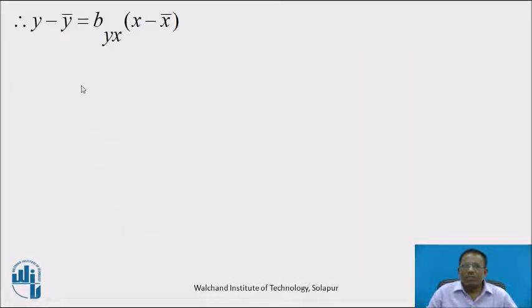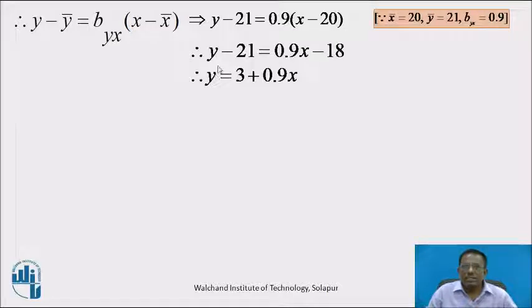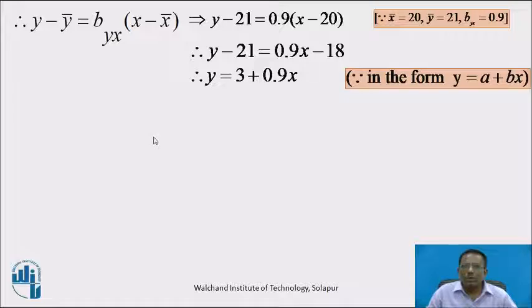Now, substitute the value of this b suffix yx and x bar, y bar in the equation of line of regression of y on x. So, we get y minus y bar, which is 21, equal to 0.9, the value of b suffix yx, into (x minus x bar, which is 20). Simplify this. Therefore, y minus 21 equal to 0.9x minus 0.9 into 20, which is 18. Therefore, y equal to, taking minus 21 from left to right it becomes plus 21, and minus 18 gives 3, plus 0.9x. So, this is the equation of line of regression of y on x, and it should be in the form of y equal to a plus bx.